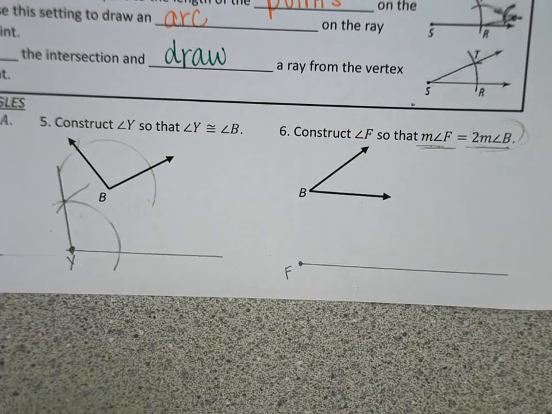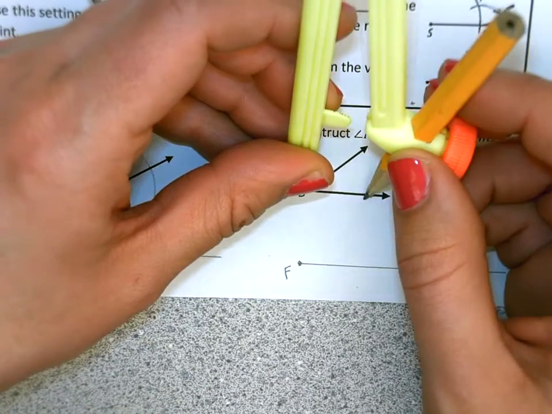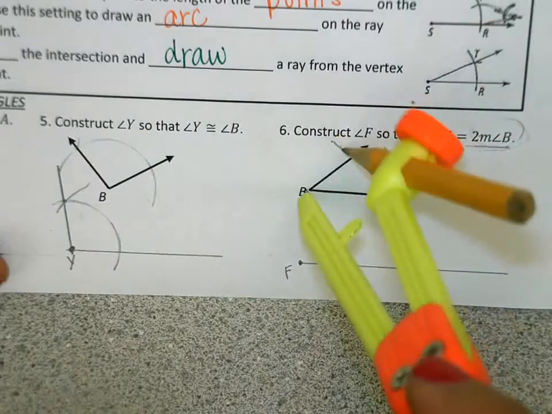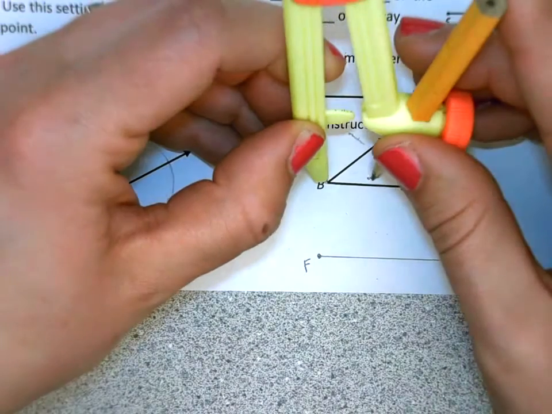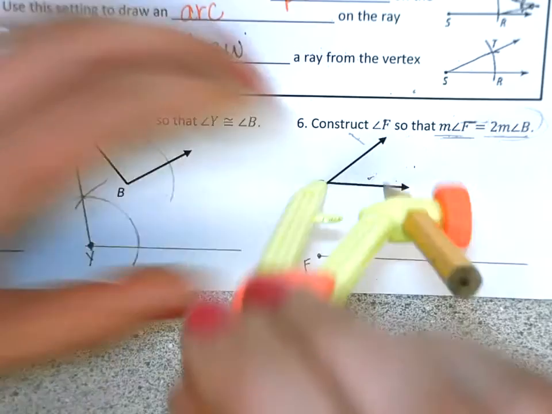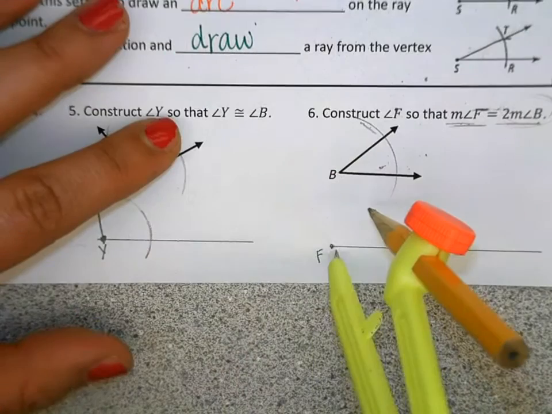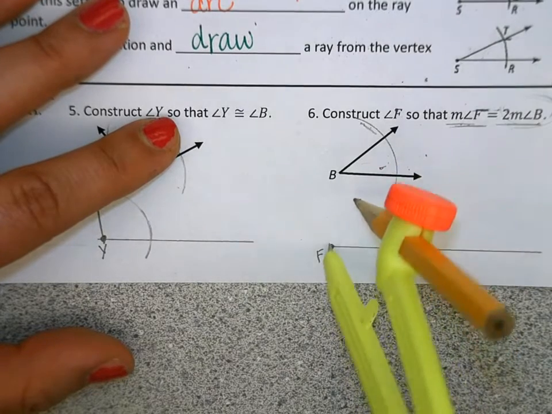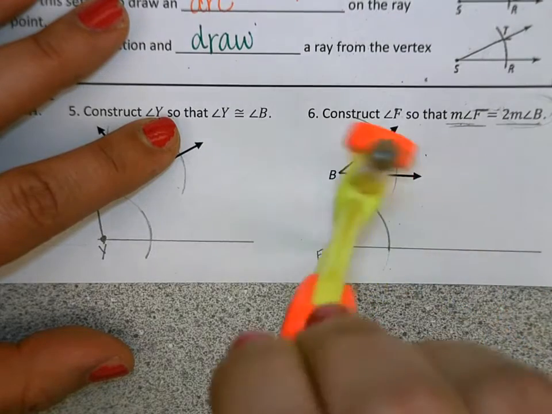And we're going to draw an arc that intersects. So look at angle B, draw an arc that intersects both legs and copy it. Okay.